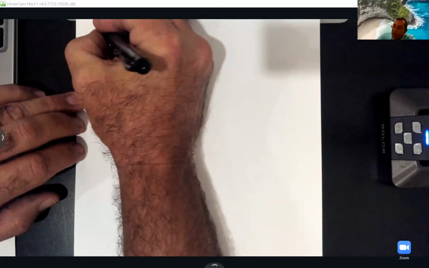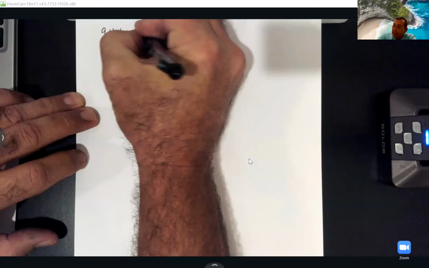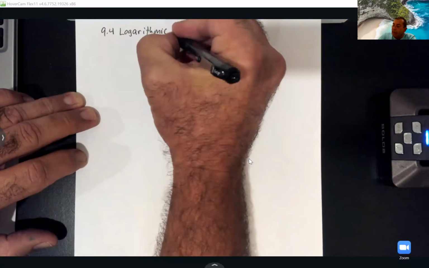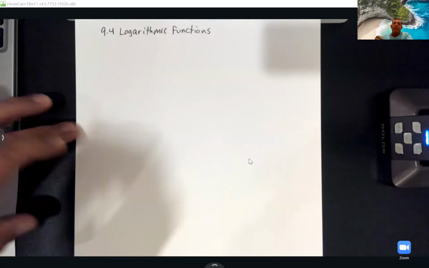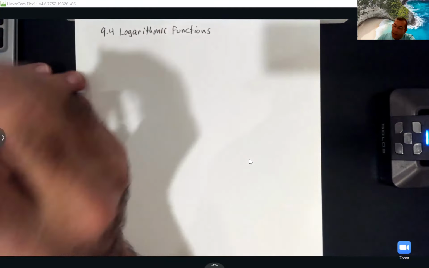All right, y'all. So 9.4, like I said, is logarithmic functions. And a lot of these can be done on the calculator. So I'm going to explain what they are and how we find them. And then I'll show you how easy these are on your calculator, okay? So the definition of a log.